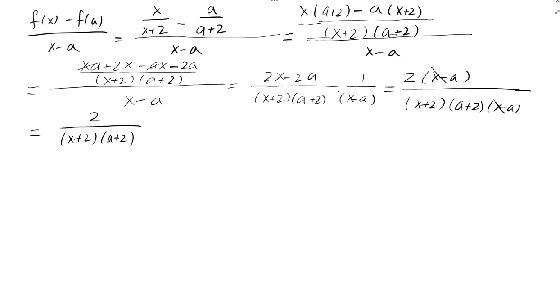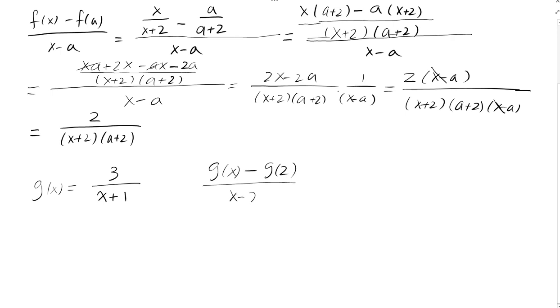So let's look at, say, we have g of x over here. Let's use a different expression. Let's say we have 3 over x plus 1 over here, and we want to find out what is g of x minus g of 2 divided by x minus 2. Let's try to simplify this, and we do the same thing.